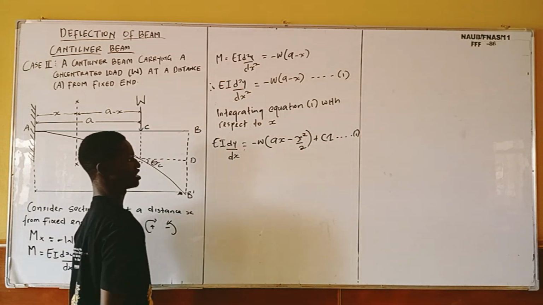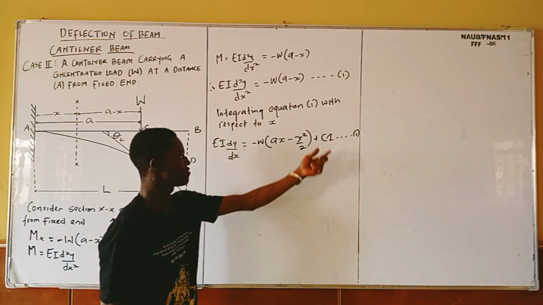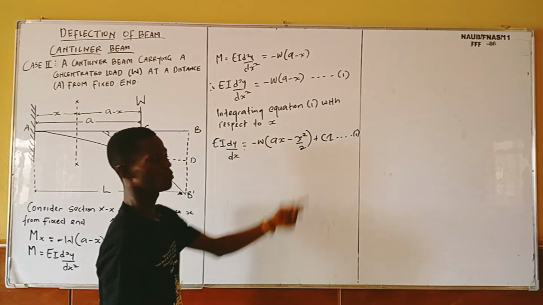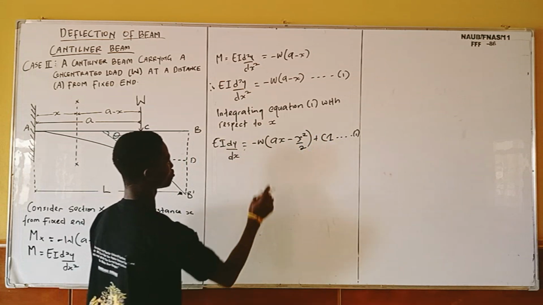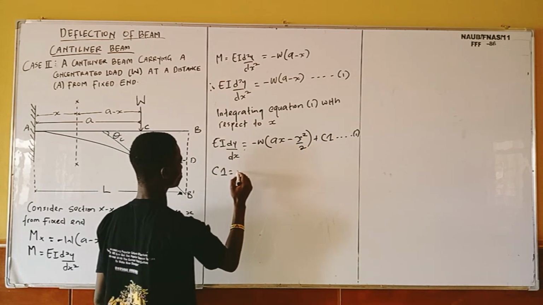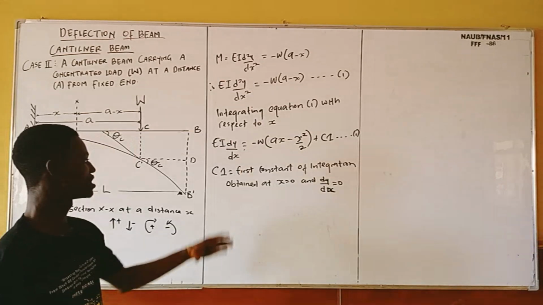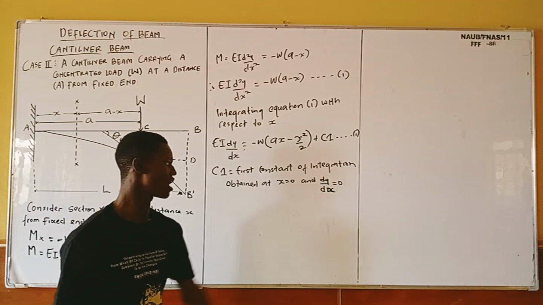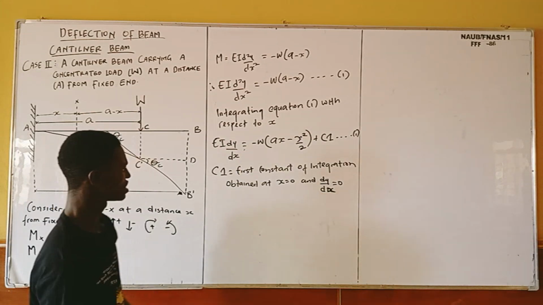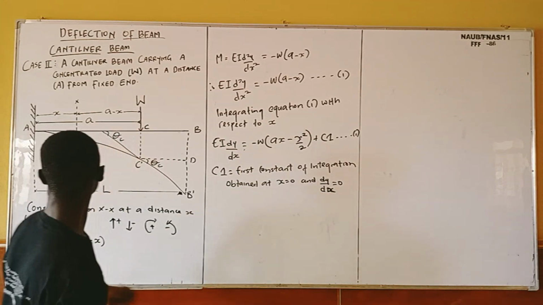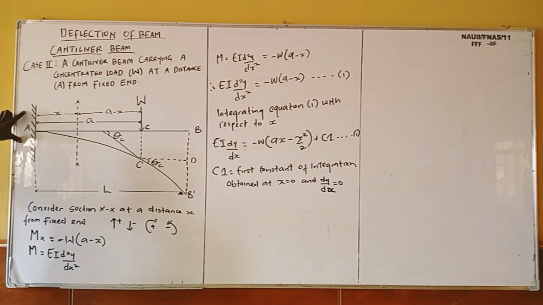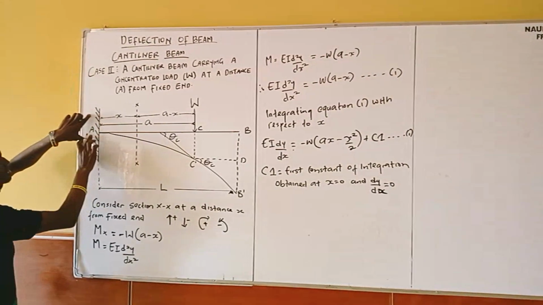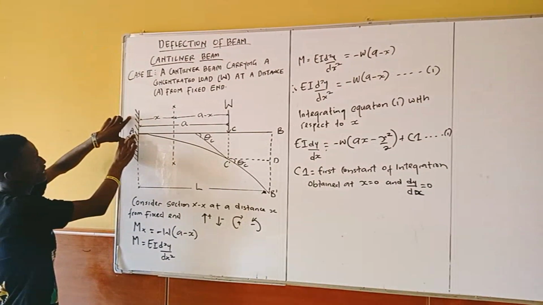So by finding my C1 now, I need to find the value of my C1. If I find the value of my C1 and input it into this equation, I'm going to have the equation for slope at this point C. So my C1 now is the first constant of integration, obtained when x equals 0 and y equals 0. If you look at this very well, you can see that my C1 is obtained at this fixed point. At this fixed point, the distance x is 0, and my dy/dx equals 0.